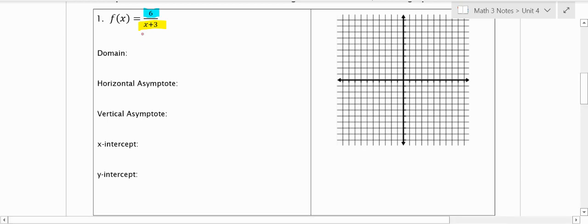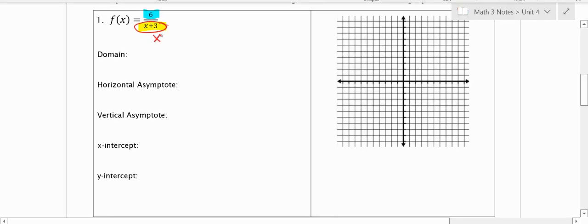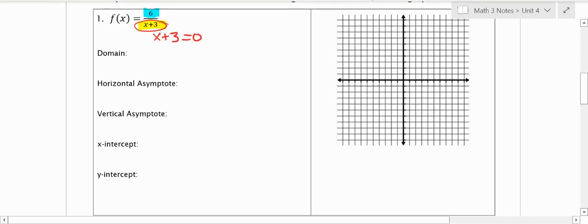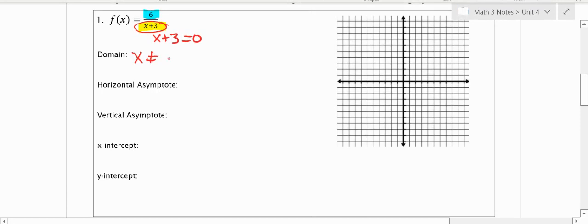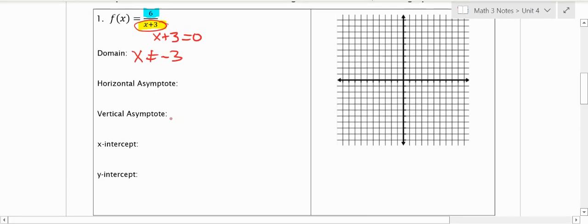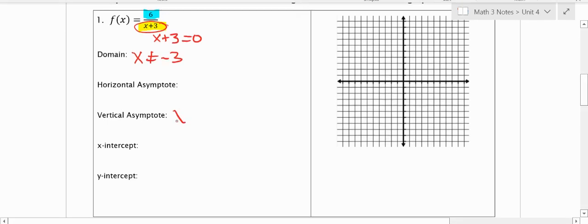For the domain, remember you set your denominator equal to 0. So when I set x plus 3 equal to 0, my domain is going to be x cannot be negative 3, since there's nothing else I can do with that x plus 3. That also means I have a vertical asymptote at x equals negative 3.